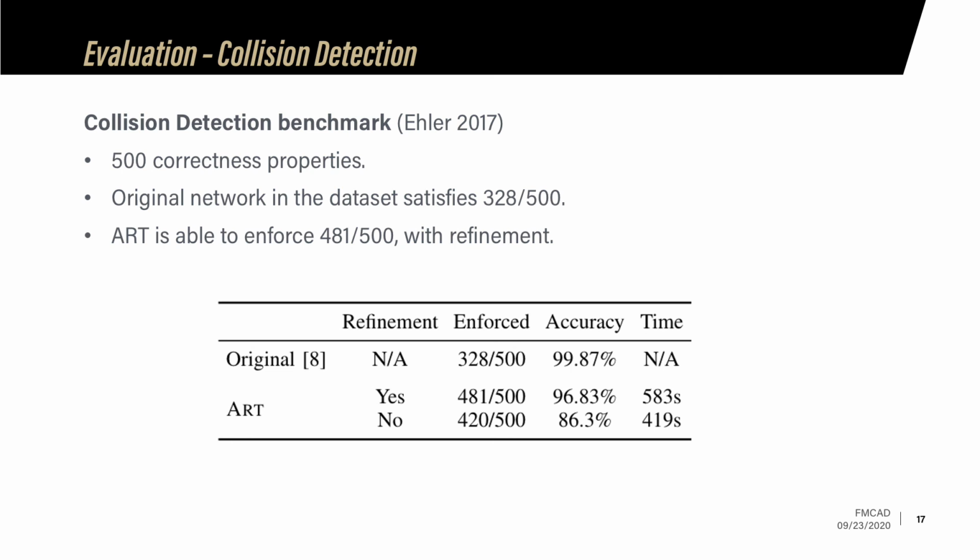The other benchmark we used for evaluation is the collision detection benchmark, where there are a total of 500 correctness properties being used in the dataset, which identify the safety margins around particular data points. There is an original network provided in the dataset which satisfies 328 of those correctness properties, while ART is able to enforce 481 of them with refinement turned on. In the meantime, the accuracy impact is mild. After about 10 minutes of training, the accuracy is 96% and 80.83%.